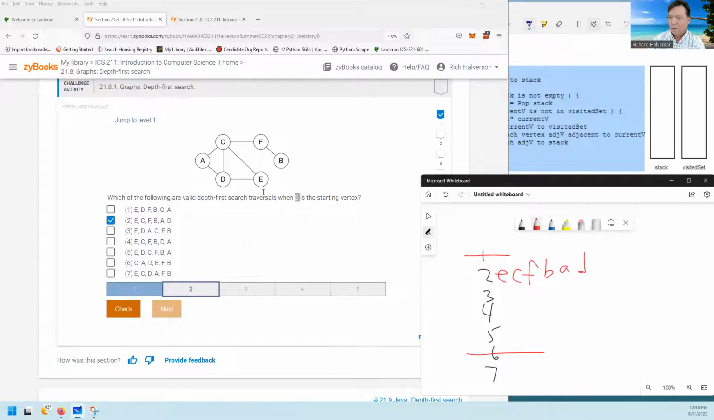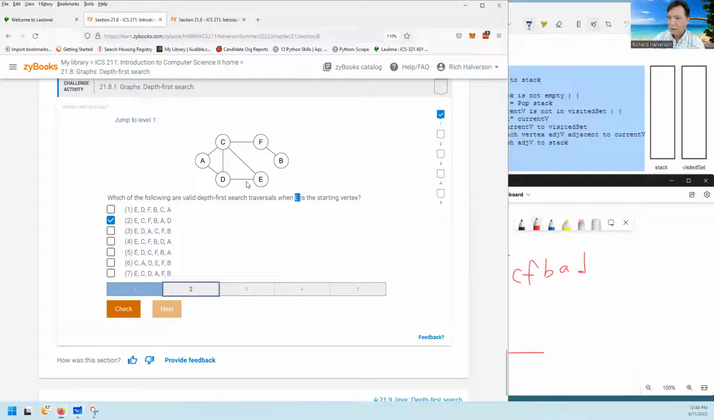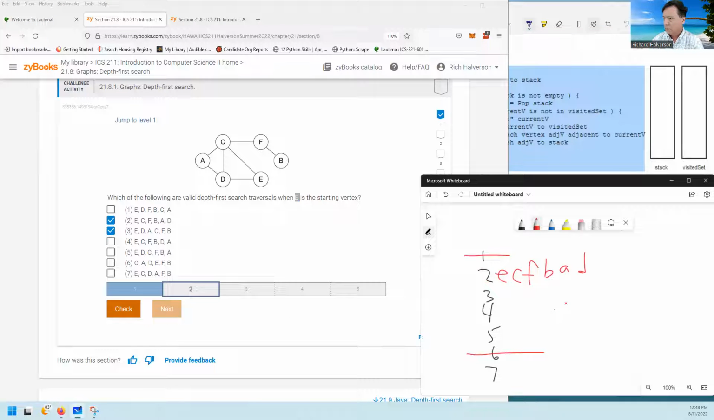Okay, what's number 3? E, D, A, C, F, B. Yes, that looks like a valid one. And what is number 4?